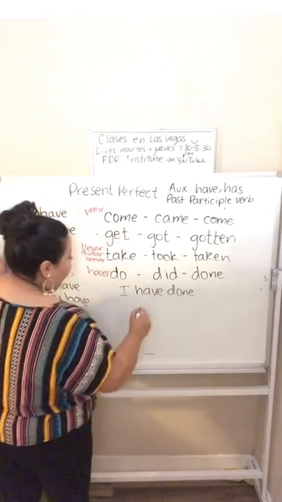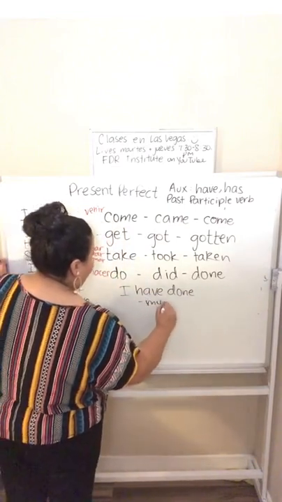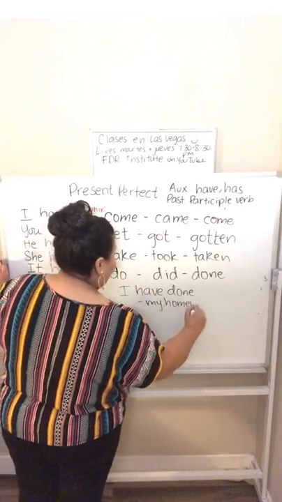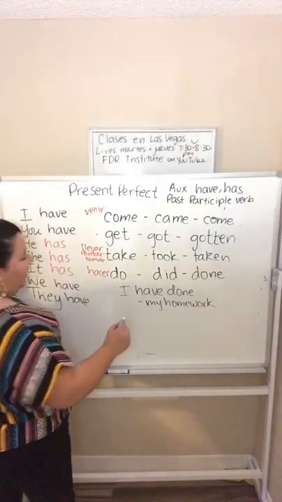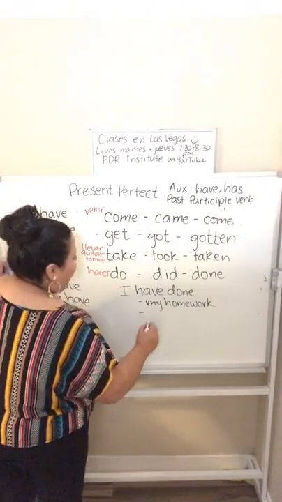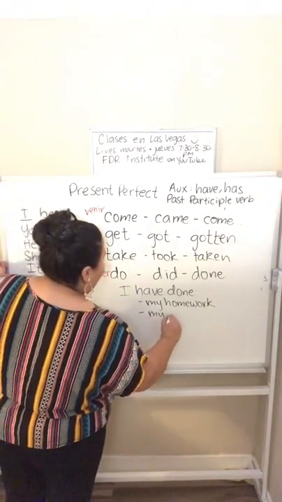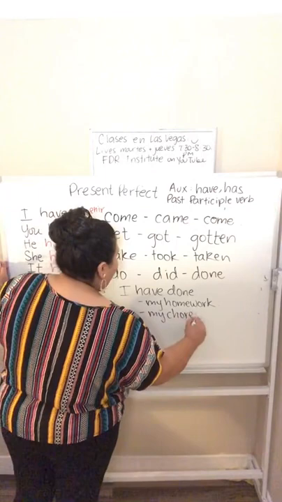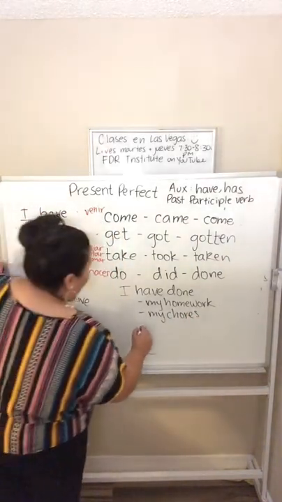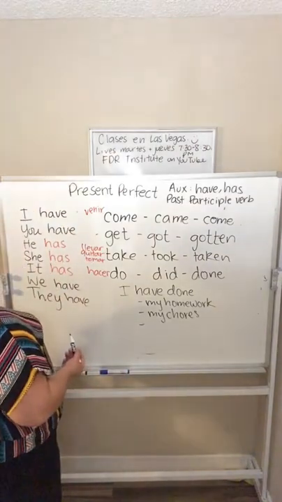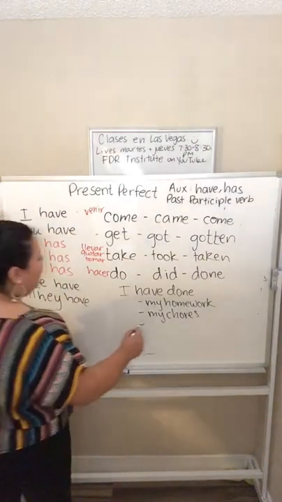Okay, I have done my homework. Mi tarea. Si van a la escuela, tienen tarea, I have done my homework. Pero los quehaceres de la casa, I have done my chores. He hecho mis quehaceres. I have done my taxes. I'm going to do my hair.